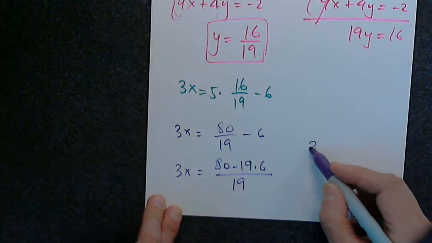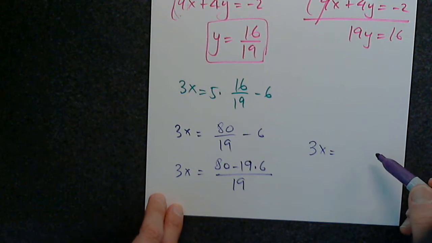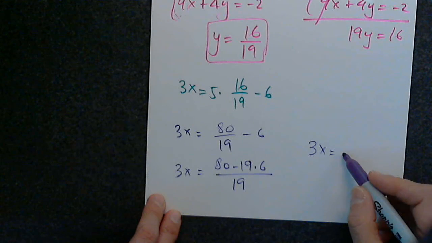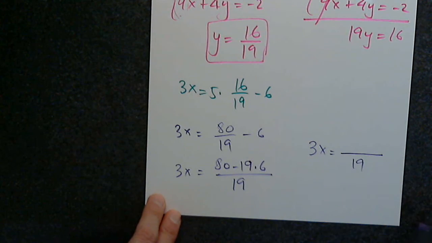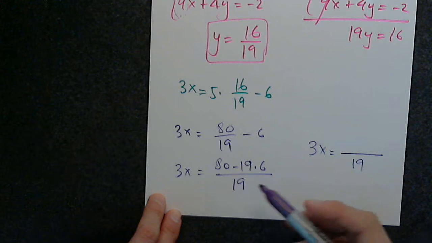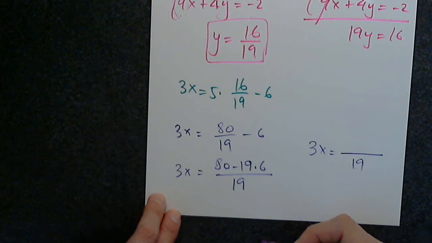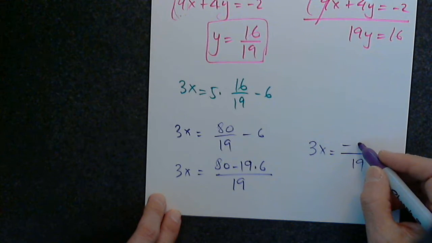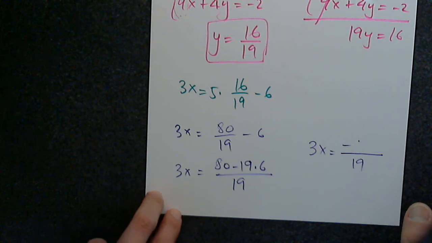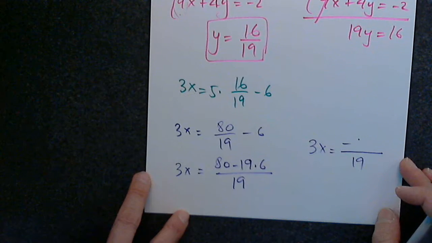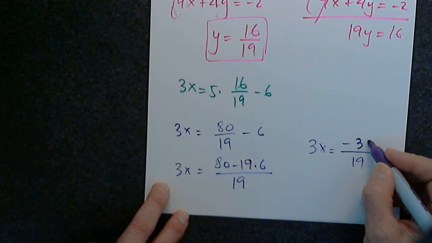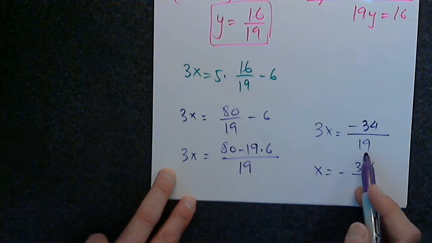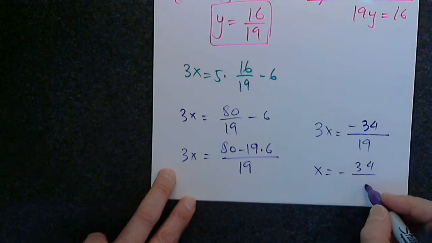So then we have 3x equals, so how much is 80 minus 19 times 6? If you have it, give it to me. 80 minus 19 times 6? Negative 460? Did I calculate it wrong? I'm not sure. Negative 34. Okay. Negative 34? Very good. So then x equals negative 34 divided by 3 times 19.